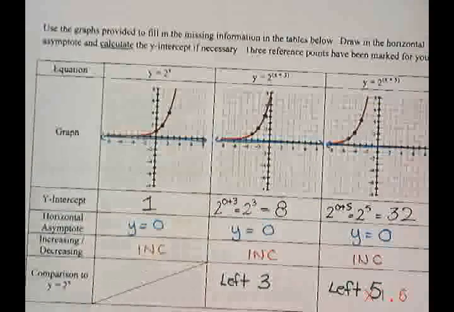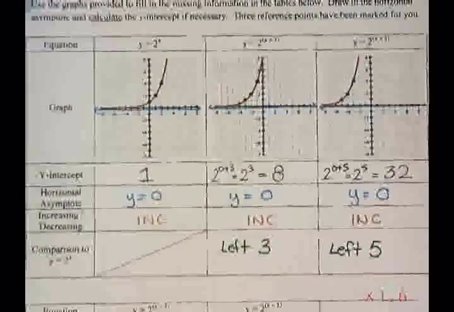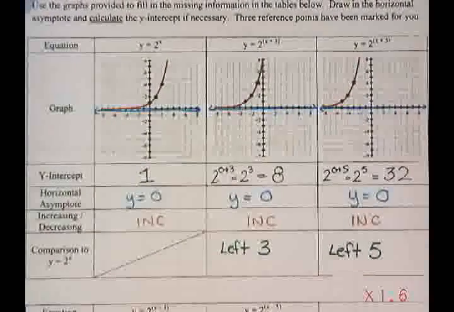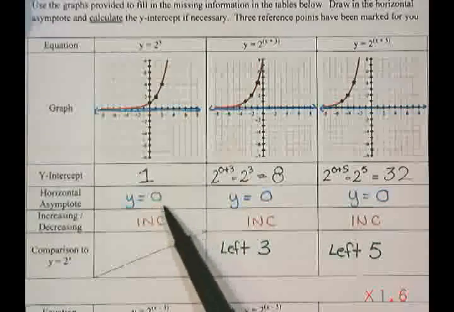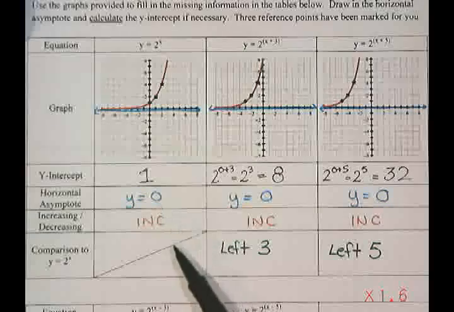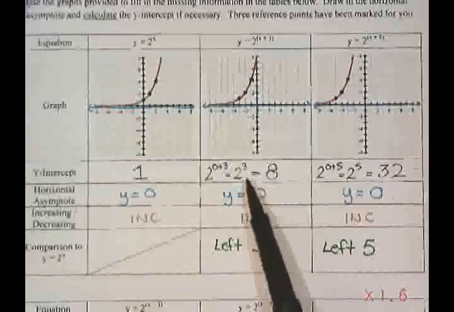If we take a look at the next page, this one you had to do a little bit more work for because you couldn't really see the y-intercept on most of them. So this one here had a y-intercept of 1, a horizontal asymptote of 0, and it was increasing. That's still just 2 to the x. It was the same from the other page.